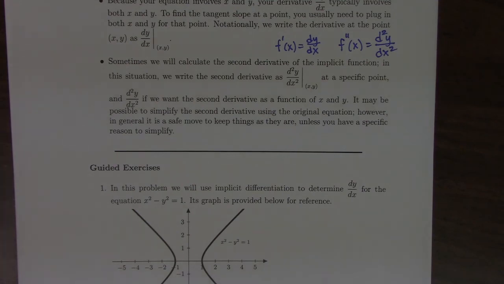It is possible that sometimes when you take the second derivative, the original equation reappears and you can simplify it quite nicely. That doesn't always happen. So in general, we tell you not to try to simplify things too much unless there's a specific reason, like we ask further parts to the questions.